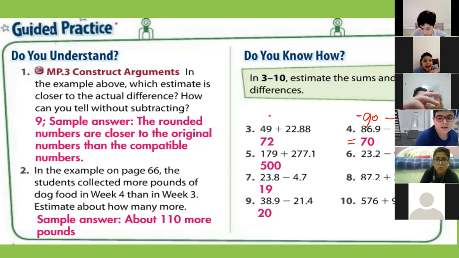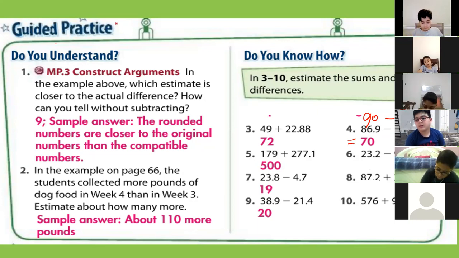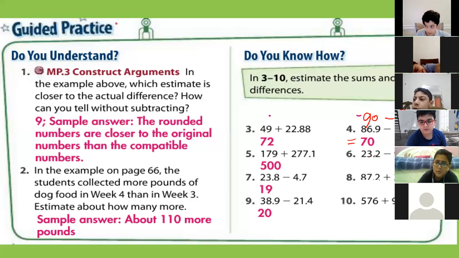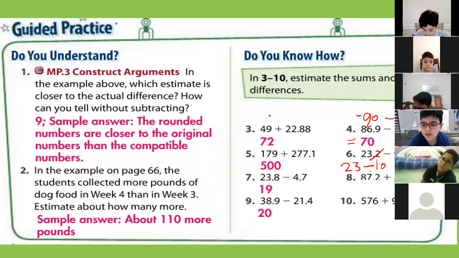Ashubaki, solve number 6. 23.2 minus 9.71. We solve it in another way. We remove the decimal. Okay, remove the decimal. Minus the whole number. It's going to be 23. Okay, if we remove the decimal here, it's gonna be 23. Okay? Yeah, subtract. This 9 with the 9 is going to be 10. So 23, the answer, minus 10 will be 13. Thanks, Asr Abdul.